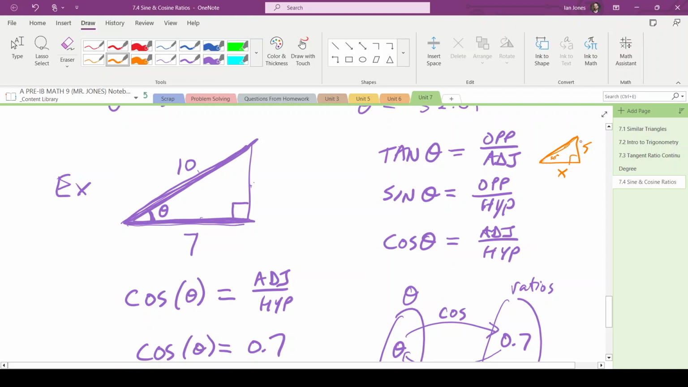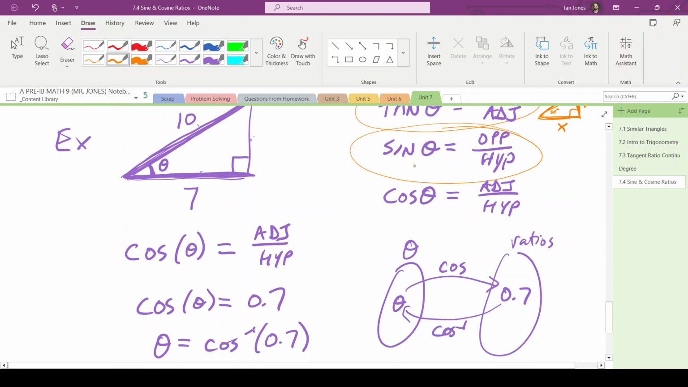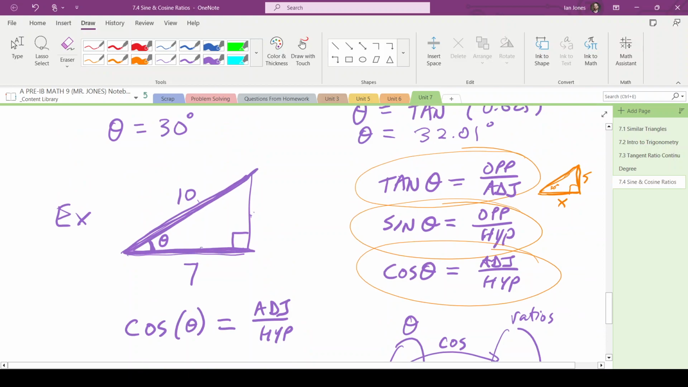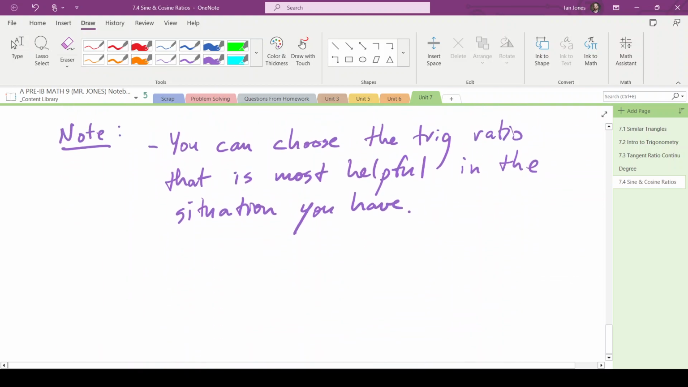Then same thing, you think, okay, which side do I know and which side do I want? If you know and want an opposite and an adjacent, then you'll use tangent. That would be this situation here in orange. If you want and know opposite and hypotenuse, then you'd use a sine. And if you want and know adjacent and hypotenuse, you'd use cosine. Okay? So that is good. You can choose the trig ratio that's most helpful for you.